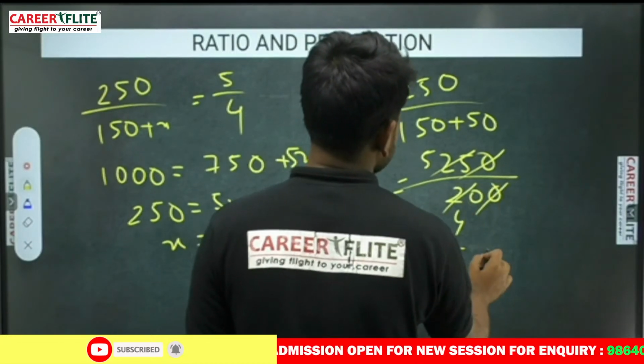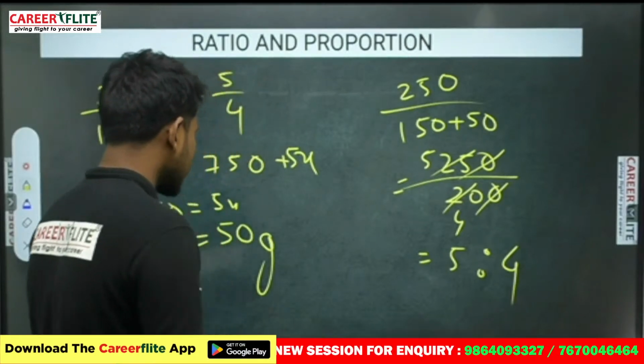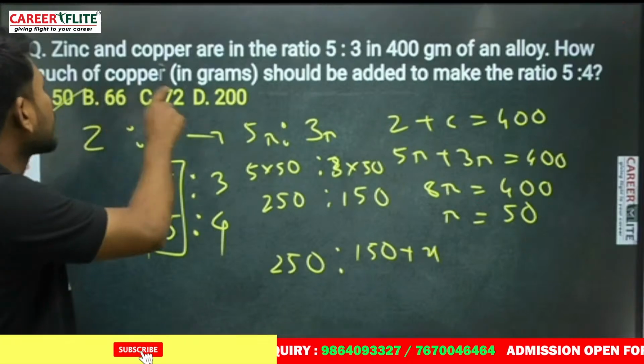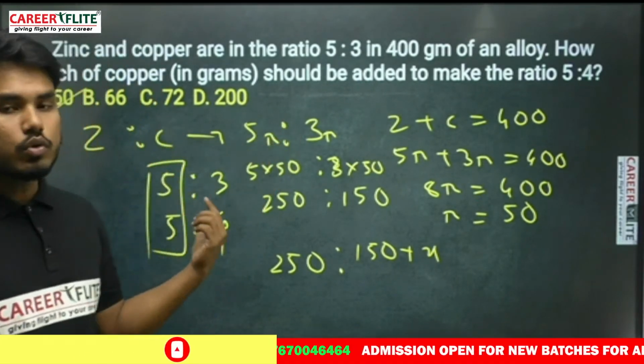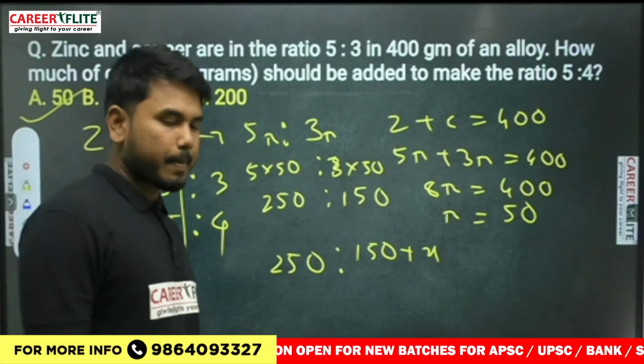The ratio is how much? 5 is to 4, right? So how many grams do we need? 50 grams. So the answer is 50 gram of copper we need to change the ratio from 5 is to 3 to 5 is to 4. Okay? 5 is to 4. Understood?